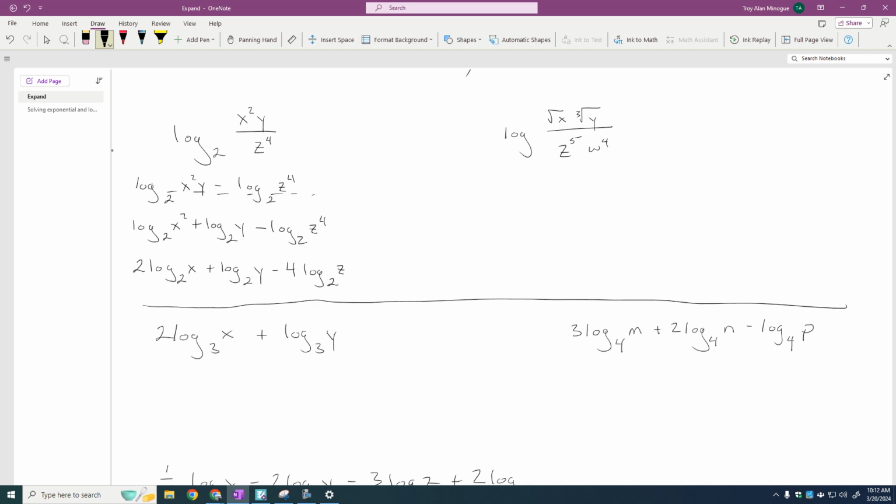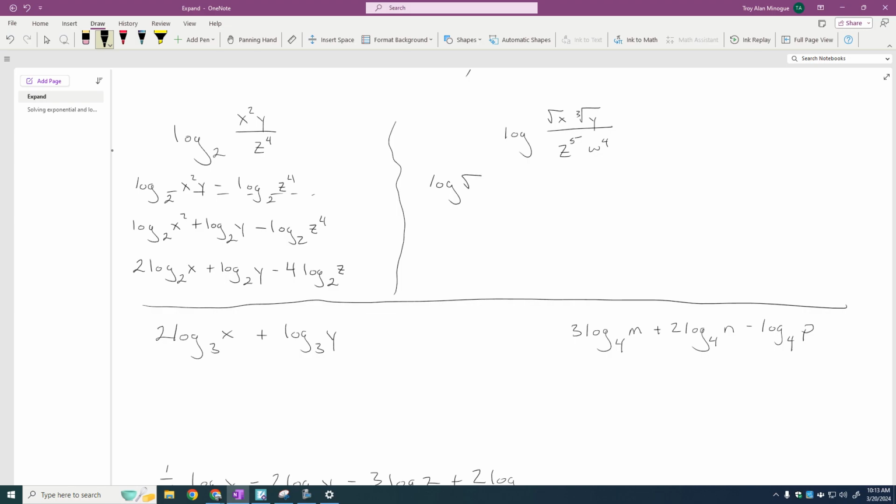All right, last one. Kind of a mess. Hit pause, give it a try. Okay, notice there is no base written. Remember, when there's no base, it's an implied base 10 called a common logarithm. So I don't need to write anything in the subscript. So I'm just going to expand that.